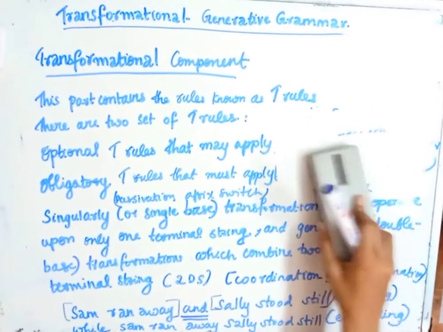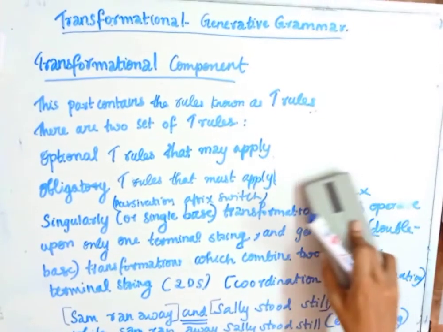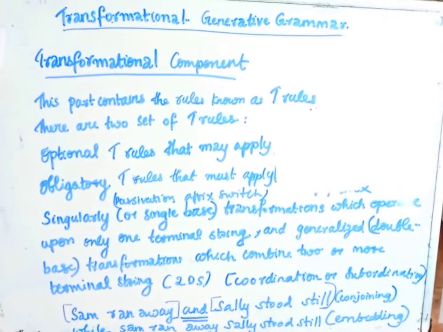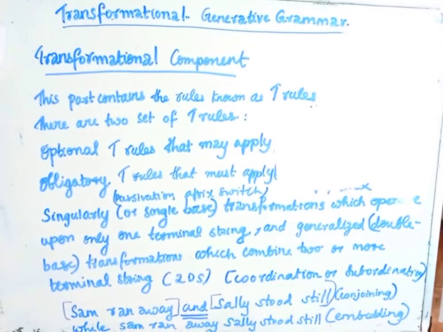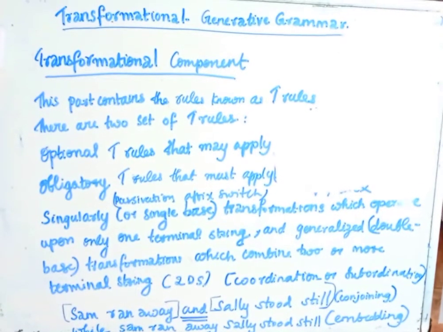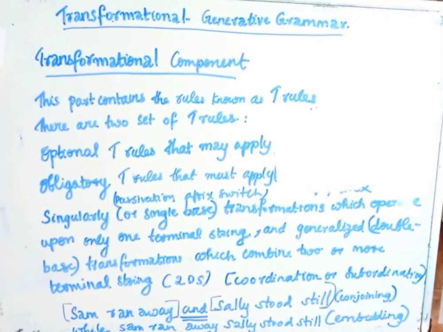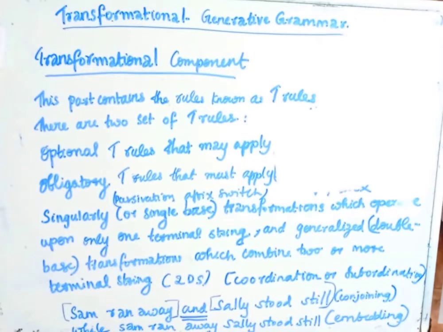But in the case of generalized double base transformation, you combine two or more terminal strings. So you have two deep structures here. You combine two or more terminal strings.